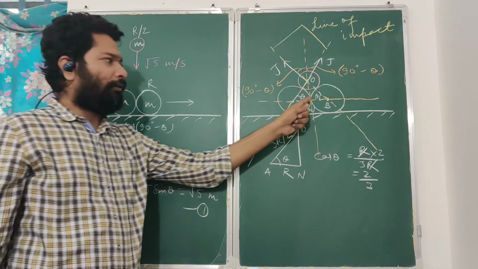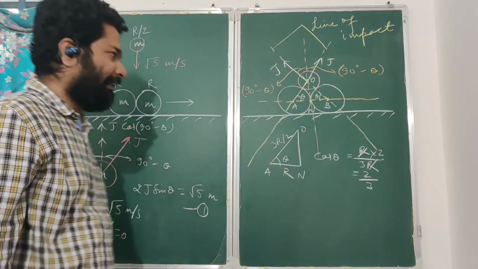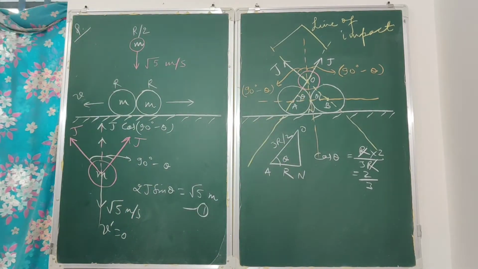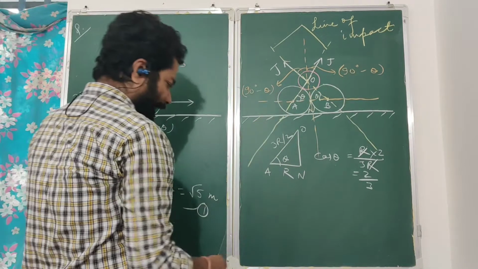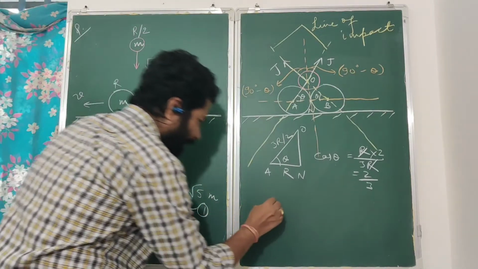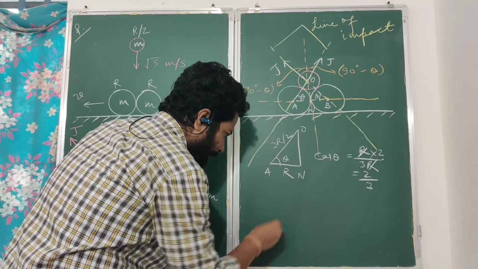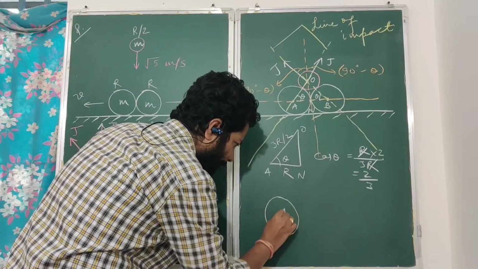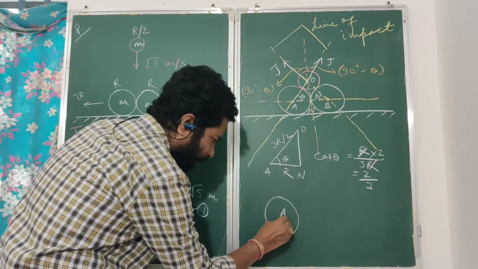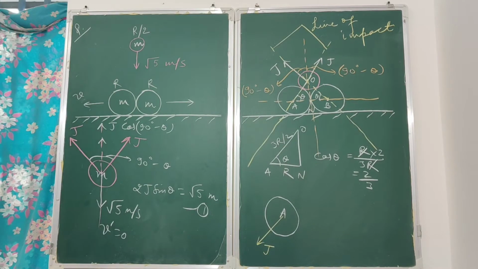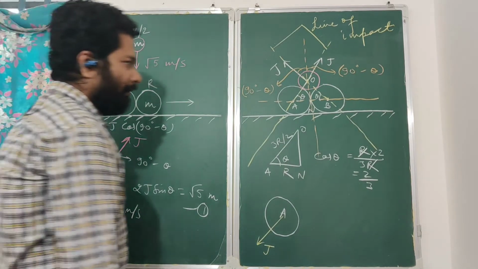Now let us talk about the ball which is having radius r. We can take any one ball. So let us say we take ball A. What is happening to ball A? Let us say we talk about this ball A. So we will talk about the impulsive force, the impulse. J is the impulse which is acting on this.